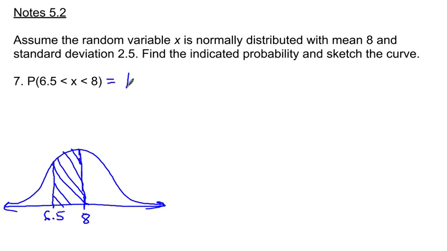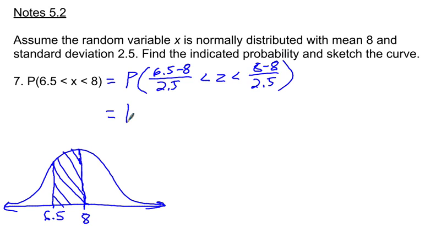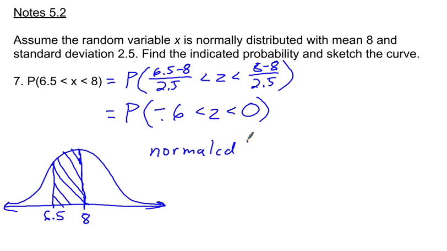If we standardize these values, we'll have 6.5 minus 8 divided by the standard deviation of 2.5, and then 8 minus 8 divided by 2.5. We simplify, and we'll have the probability that z is between negative 0.6 and 0. On the calculator, we can enter normalcdf, our minimum, which is negative 0.6, comma, our maximum, which is 0, and this will give us 0.2257.